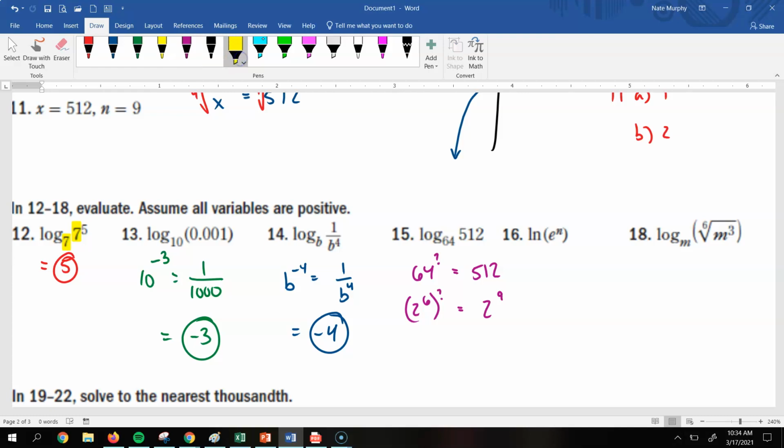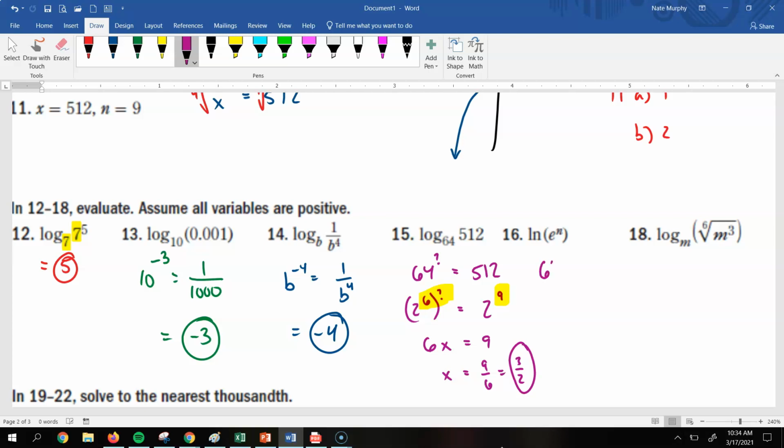So in essence, the bases are the same, so I really don't care much about the bases. So I'm going to look at this as an equation. I'm going to look at this as 6 times some number is going to equal 9. And if I divide both sides by 6, I get 9/6, and that reduces to 3/2. And that's my answer. My answer is just 3/2.